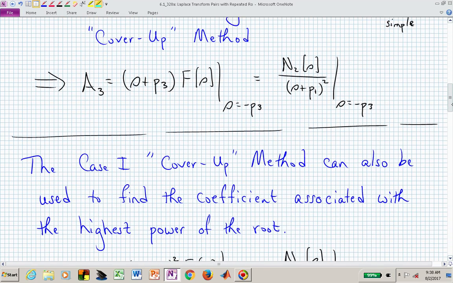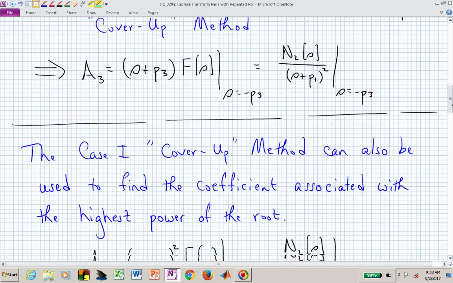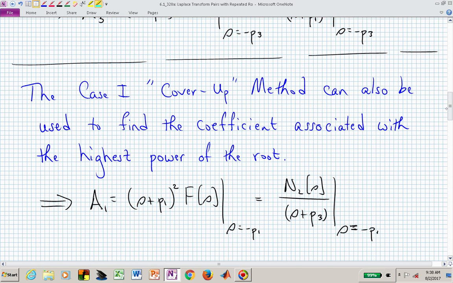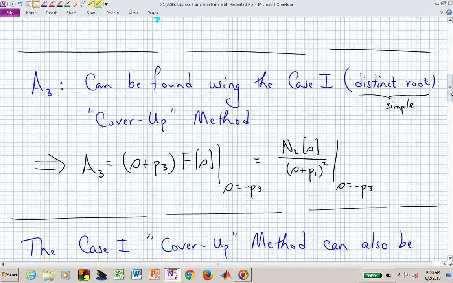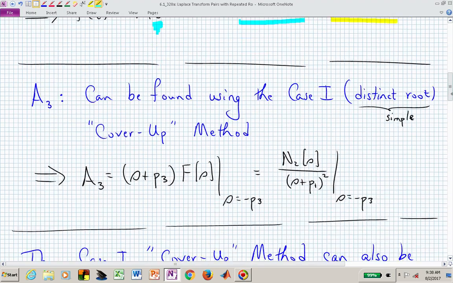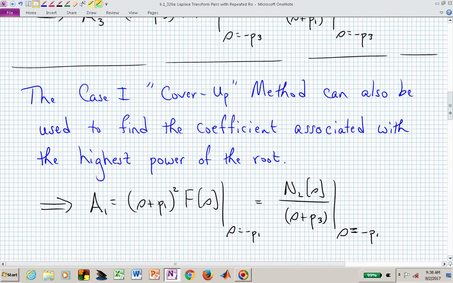The case 1 cover-up method, case 1, remember, is for distinct roots. That can also be used for the coefficient associated with the highest power of the root. In this example, the coefficient associated with the highest power of the root is a sub 1. So we can find a sub 1 using our classical cover-up method if we want to.